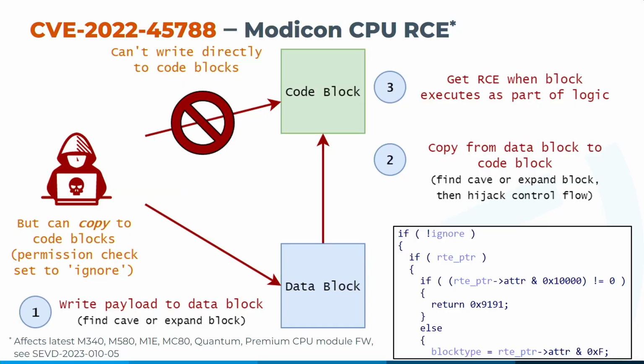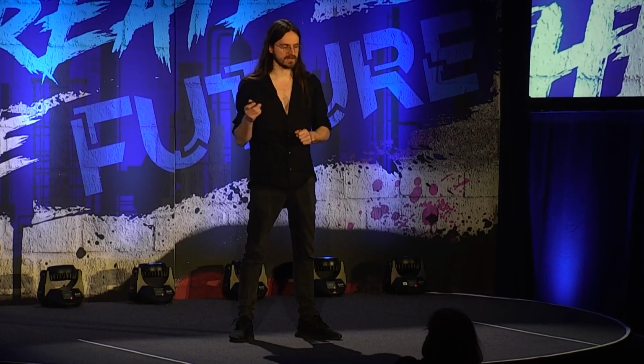Now, initially, it seemed a little bit hard to exploit because you can't write directly to these code blocks. But we found another issue which we reported to Schneider, and that essentially meant that we could write to a data block and then copy from that data block to an executable block because that copy operation did not have the permission check that the write operation did have. So what we then can do is we can essentially copy to that code block, and when it executes as part of the regular logic, our malicious payload will execute.